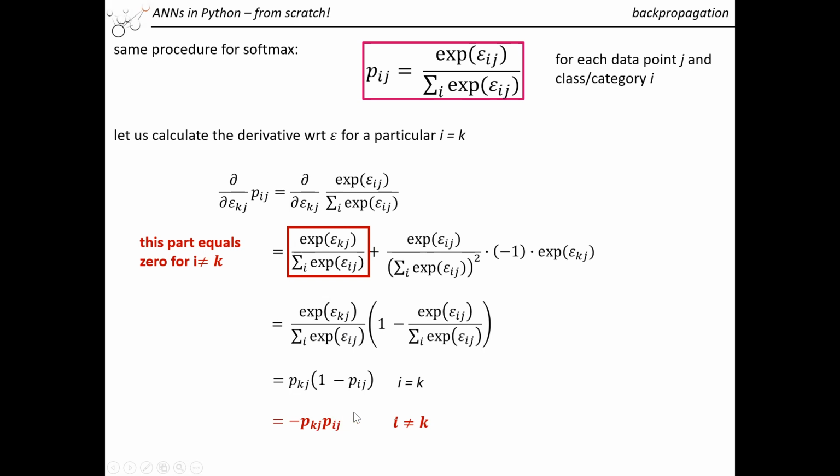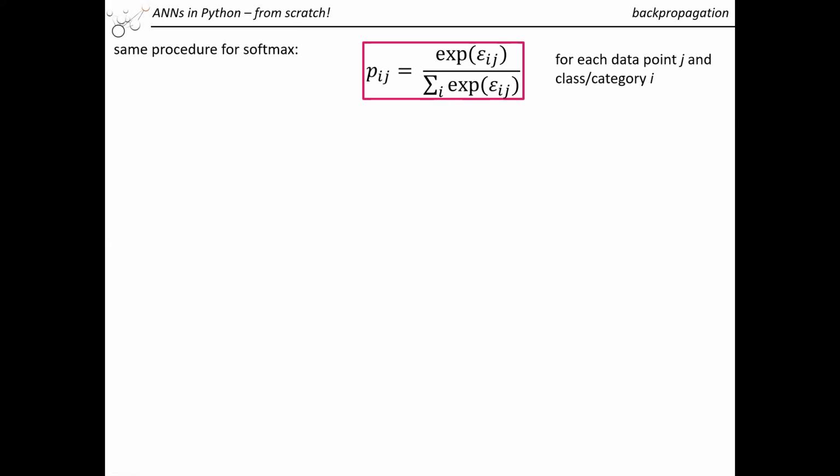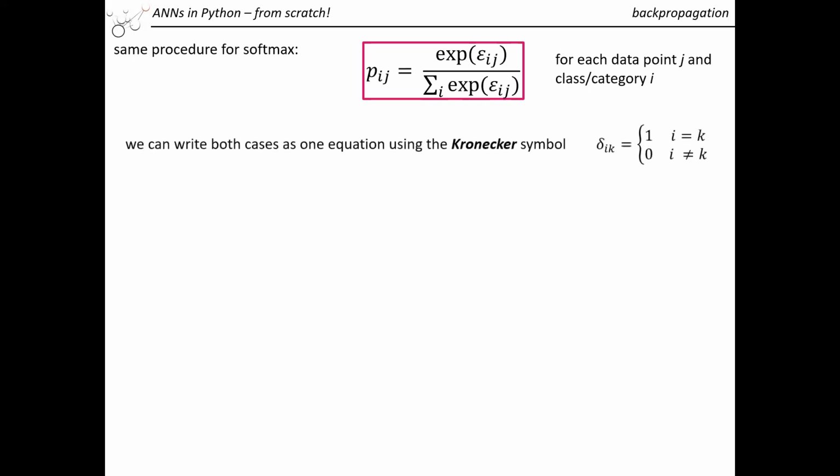So we have different parts of an equation, but we still want to write them in one equation. And one possibility to do that is to use the so-called Kronecker symbol, this little delta ik. It just is a prefactor, or just a factor which is either 1 if i equals k, or it's 0 if i does not equal k.